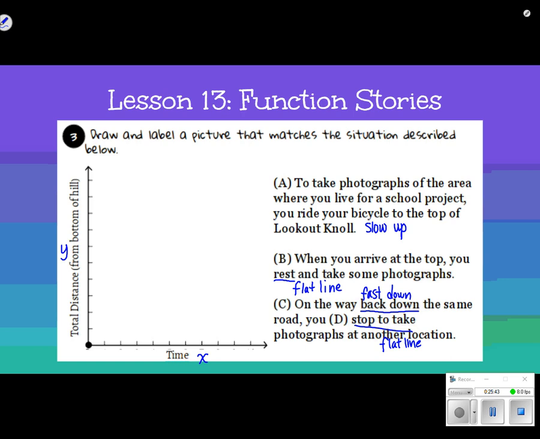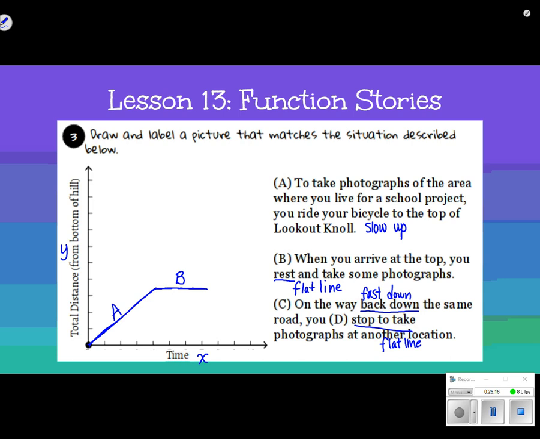So I want to show a slow ride up. So I'm going to do kind of flat, but it's not a very steep curve. So that is part A. This is my slow ride up the hill to the top of Lookout Knoll. If you make that piece longer, that's fine. This is my flat piece where I am stopping to take a rest. I'm going to label that B.